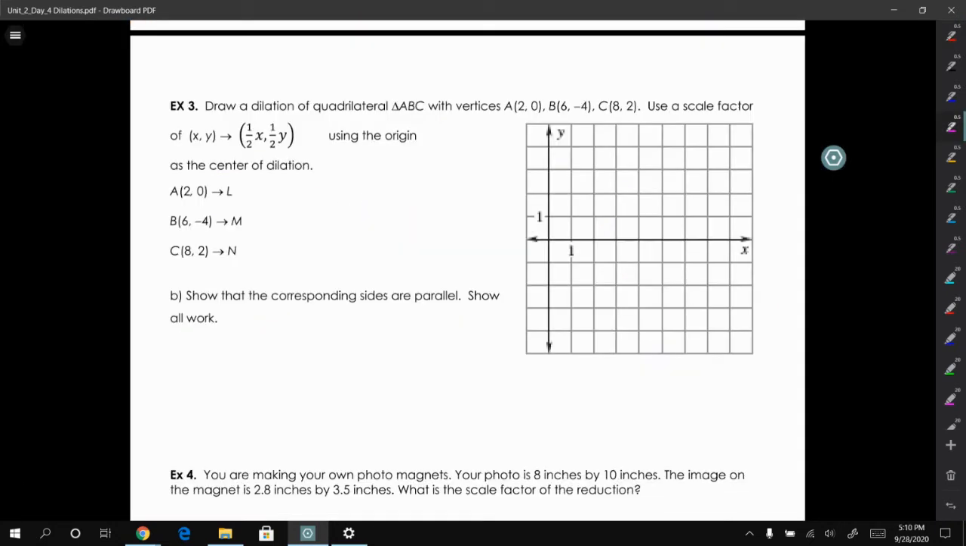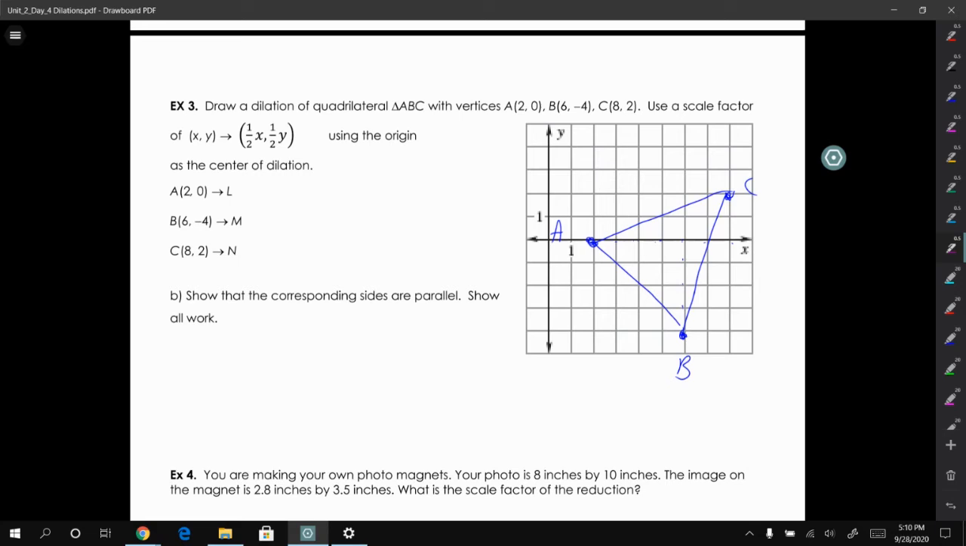Okay, on the next page we're going to have triangle ABC. So A is at 2, 0. B is at 6, -4. And C is at 8, 2. So there's ABC, triangle ABC. And now we're going to use a scale factor of 1/2.